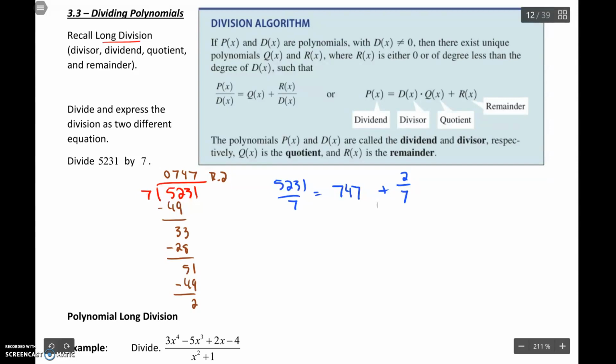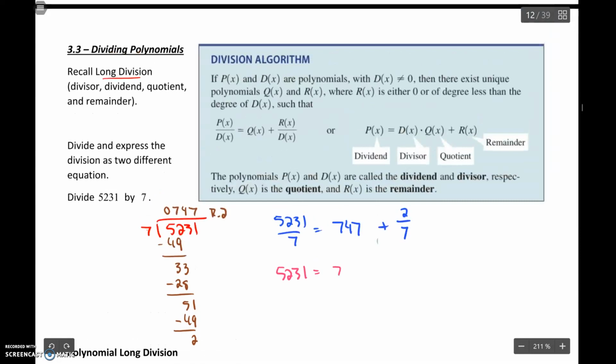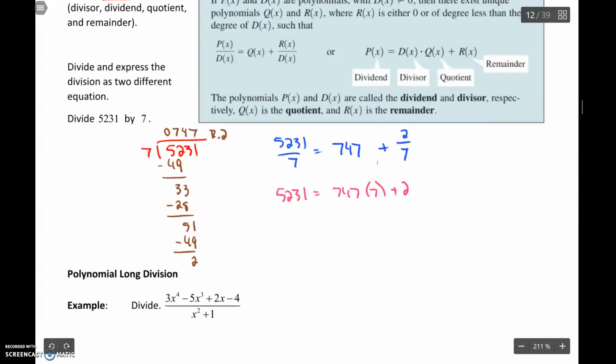You can also write this as a product. You could say 5,231 is equal to 747 times 7 plus 2. Let me just refresh your memory what we did here. If I take this times this, that should give me just 2 short of this number here. That's why that remainder was 2.